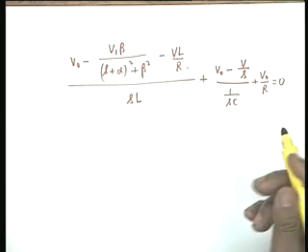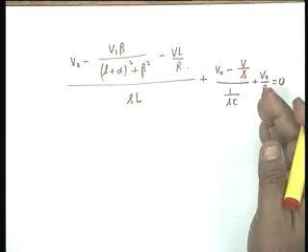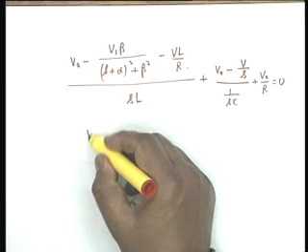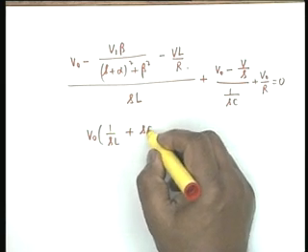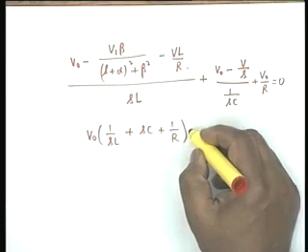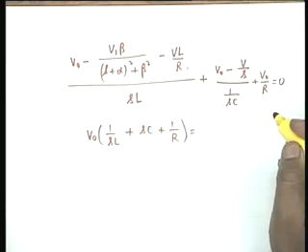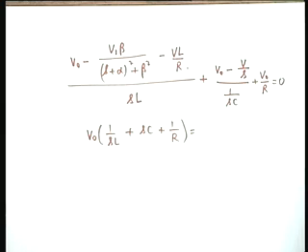Now, I have done the simplification. It requires a bit of algebra. Keep the V0 terms on the left hand side, you get 1 over SL plus SC plus 1 over R. This would be equal to, transfer everything else to the right hand side and simplify. This simplification algebra, I shall leave it to you.